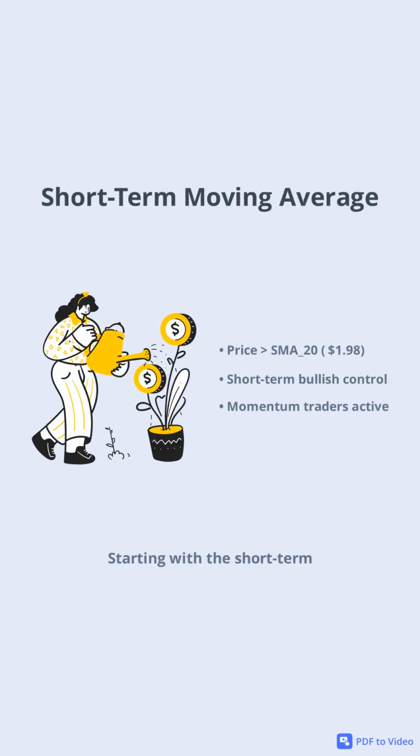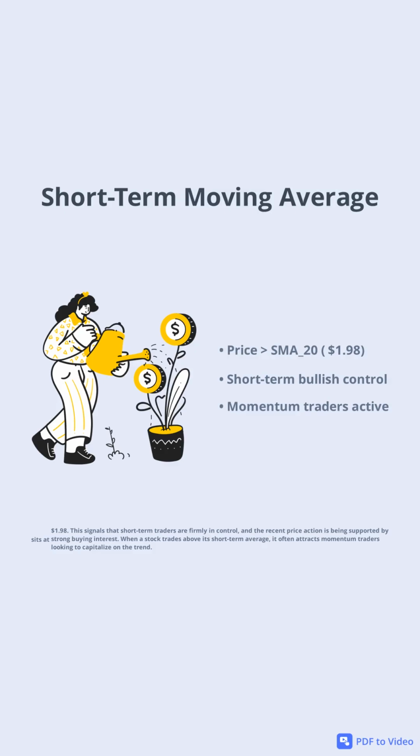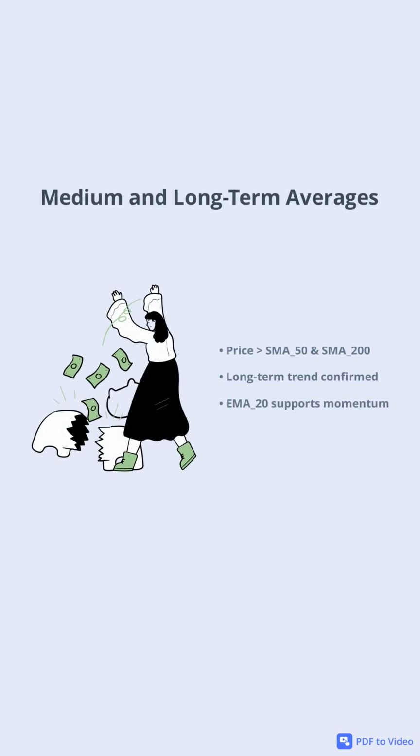Starting with the short term, DVLT's price is well above the 20-day simple moving average, SMA20, which currently sits at $1.98. This signals that short-term traders are firmly in control, and the recent price action is being supported by strong buying interest. When a stock trades above its short-term average, it often attracts momentum traders looking to capitalize on the trend. Looking further out, DVLT's price is also significantly above the 50-day simple moving average, SMA50, at $1.71.